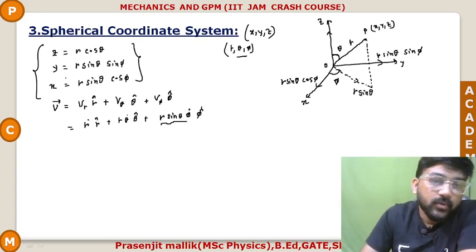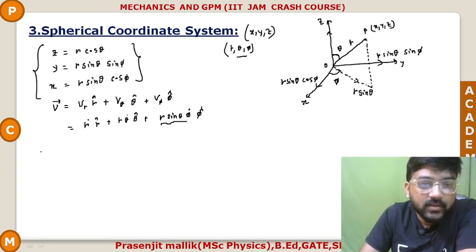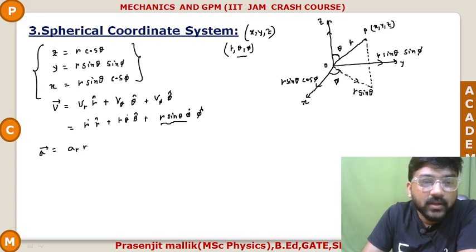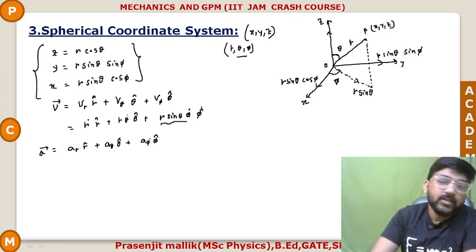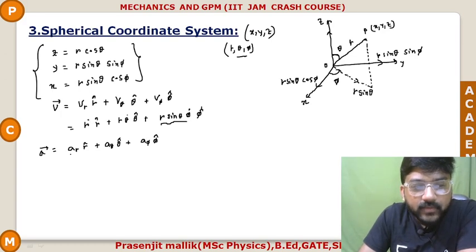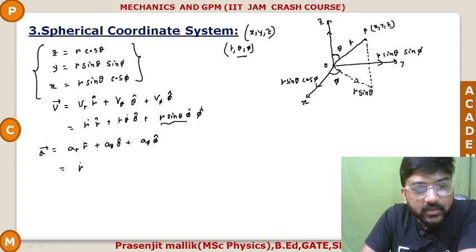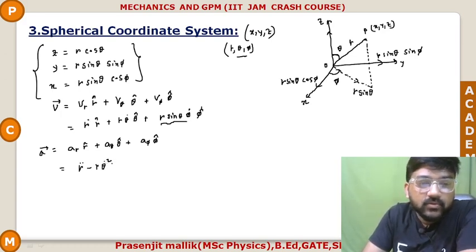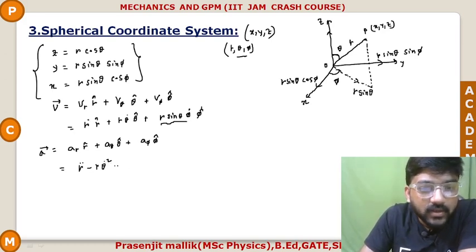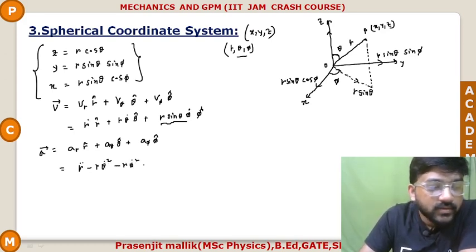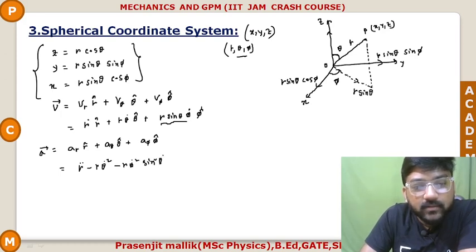But the expression will be more complicated for acceleration. So what will be the acceleration? Acceleration will also have three components: a_r r cap plus a theta theta cap plus a phi phi cap. Now what is the expression of a_r? The first two terms will be the same, that is r double dot minus r theta dot square. We already have this term for plane polar coordinates also, but the extra term here is minus r phi dot square sin square theta into r cap.